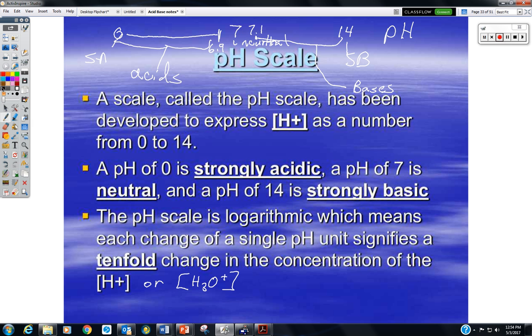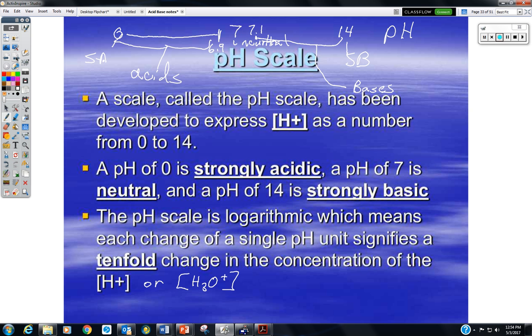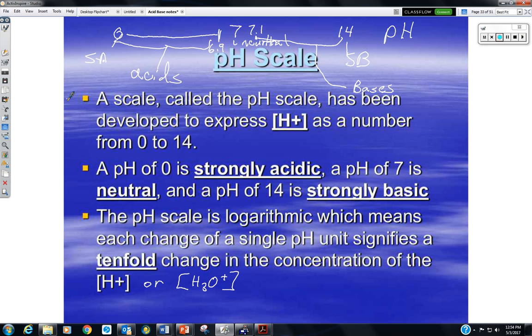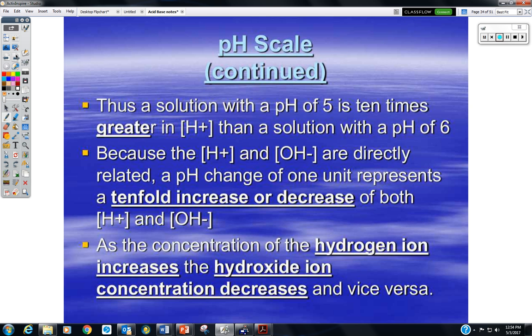Alright. And as you get closer to neutral, so looking on the acid side, as we get closer to neutral, 6.9 is a very weak acid, whereas 0 is a very strong acid. 7.1 is a very weak base. 14 is a very strong base. In terms of acids and bases, strength of an acid and base are equally dangerous. So very strong bases and very strong acids are equally dangerous in terms of our bodies.